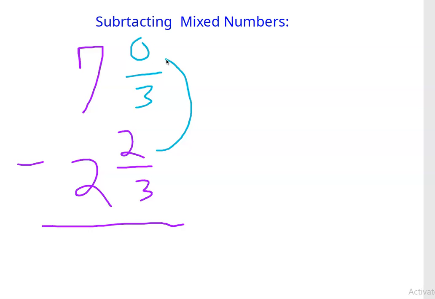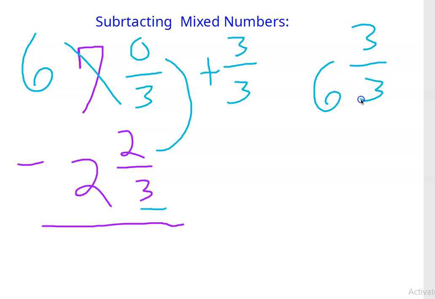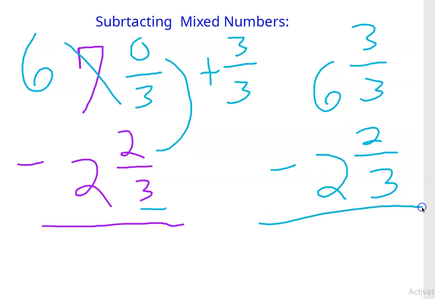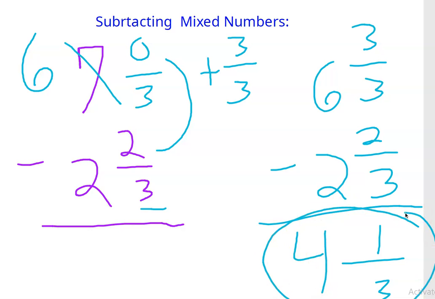So I'm going to show you 2 ways of doing it. To show you the way we did before, we crossed out the 7, we made it a 6, then we took our denominator, put it over itself, and added it. So this becomes 6 and 3/3 minus 2 and 2/3. Now we can do it. 3 minus 2 is 1 over 3. And then 6 minus 2 is 4. So the answer is 4 and 1/3. If my numerator is a 1, there's certainly no way to simplify. So my answer is 4 1/3.